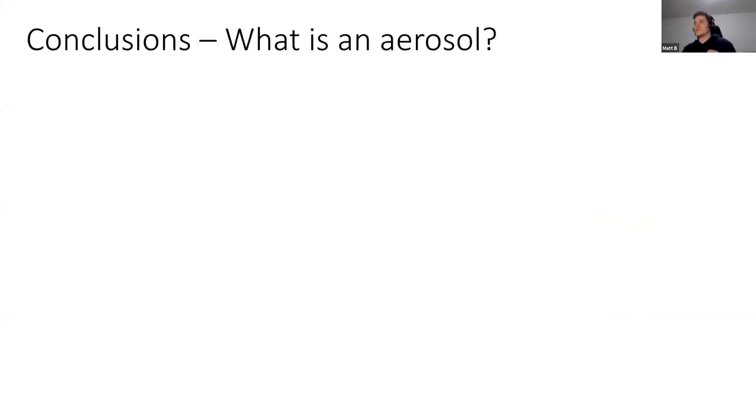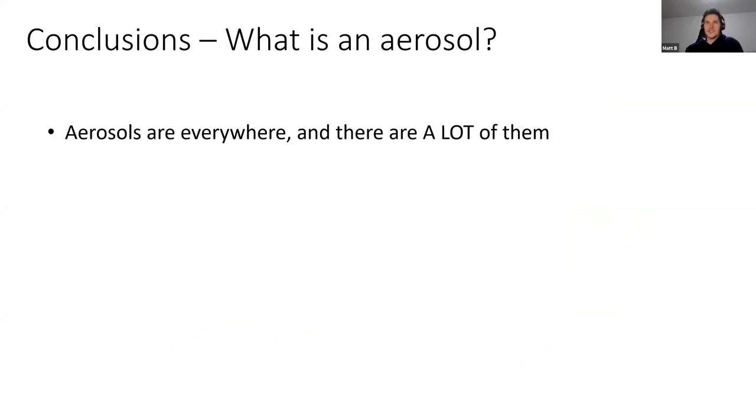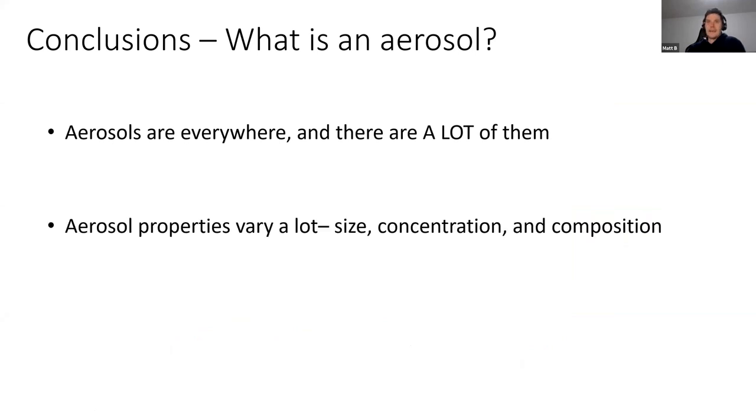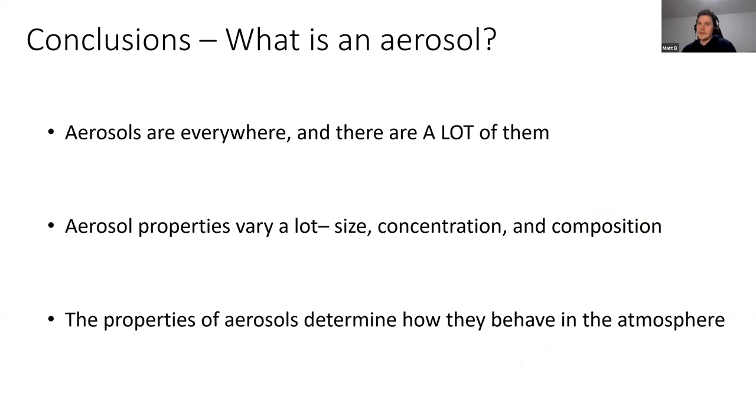Right, so just to conclude, the general points you could take away from this, if you've never heard about an aerosol before, this is what you should know now. They're everywhere, and there are a lot of them. And they vary a lot in the atmosphere. There are a lot of different sizes. The concentration can go basically to 0 or up to 30,000. And there are a lot of different compositions depending on where they come from. And their properties are really important in determining how they behave in the atmosphere and how they influence other processes, which I will get into.